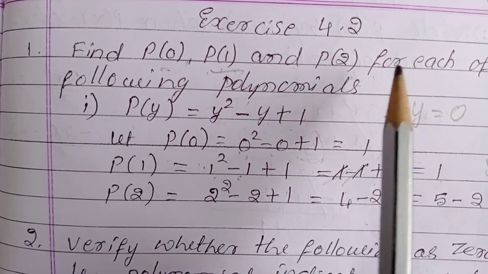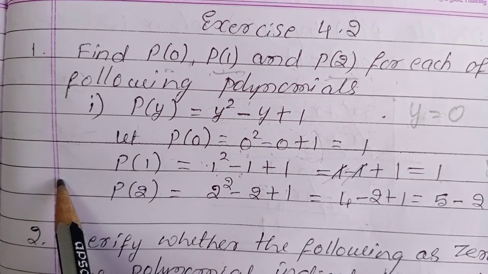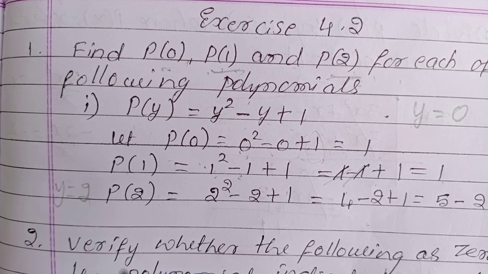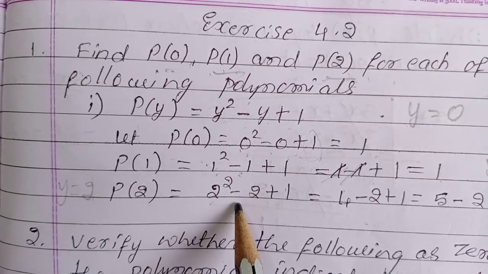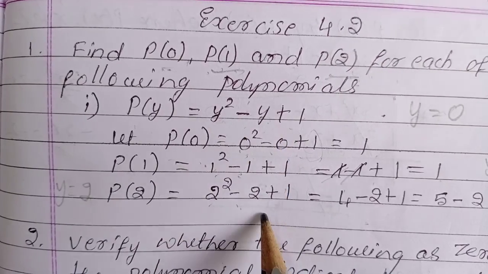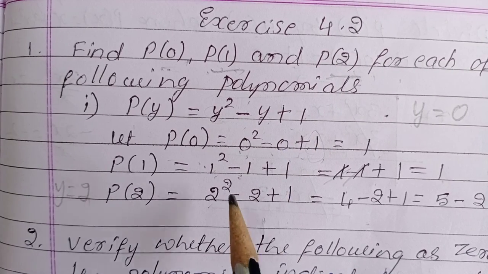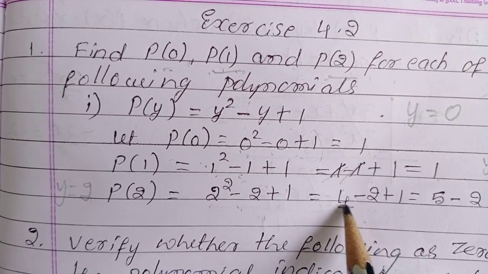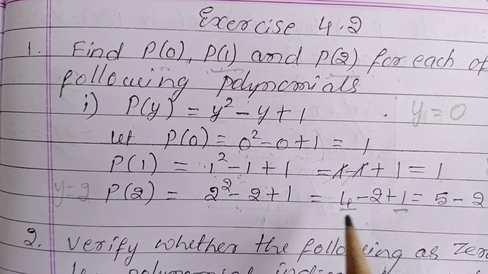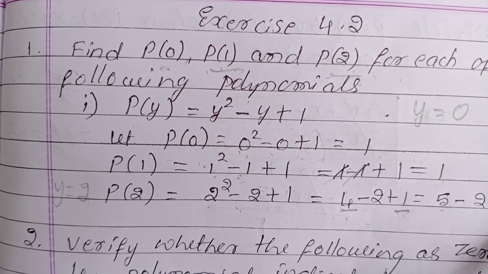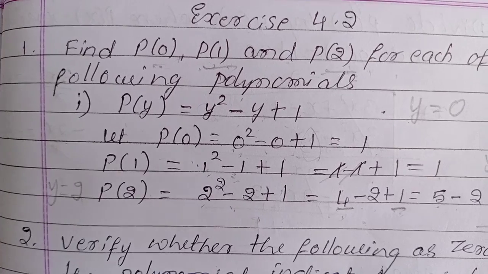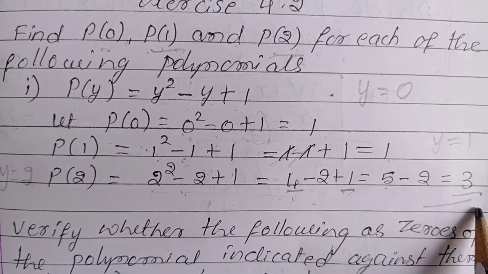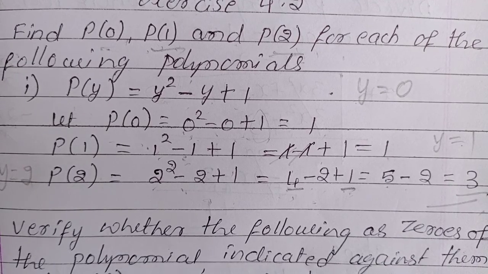Now, P of 2 we have to find. That means wherever y is there you have to substitute 2. So, y square means 2 square, minus y means 2, plus 1. Simplify it. 2 2s are 4, minus 2, plus 1. So, positive numbers, add them. 4 plus 1, 5, minus 2. So, 3 is the answer. Have you got? So, what is the answer here? 3 is the answer by subtracting.